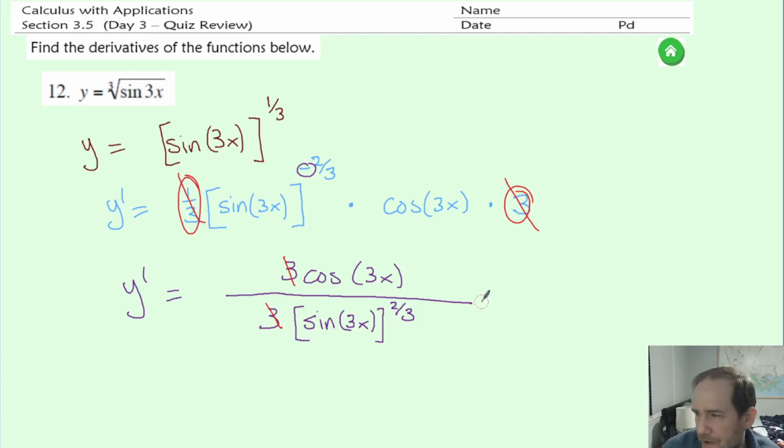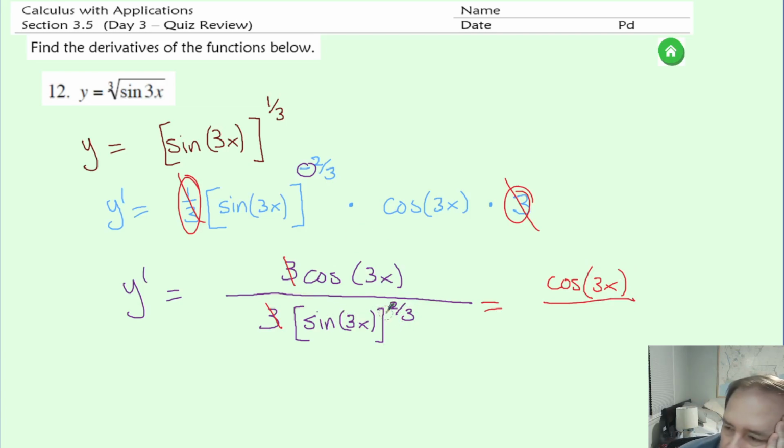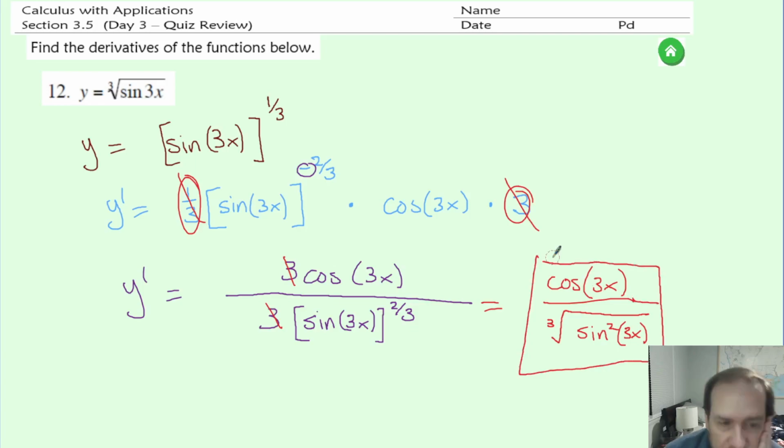So how can I clean this up? I can clean it up by leaving this cosine of 3x alone. That's about as good as it gets. But downstairs, this would be another cube root problem. So it would be the cube root of sine of 3x squared. So I guess the best way to write that is the cube root of sine squared of 3x. And that seems like the end of the road for me. That's about as simple as that's going to get.